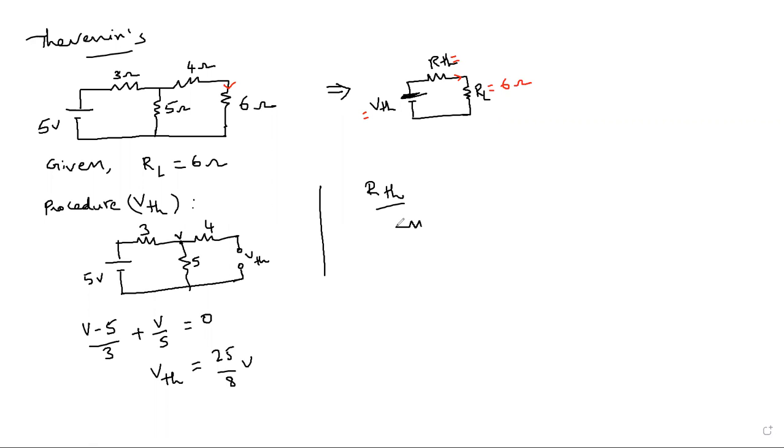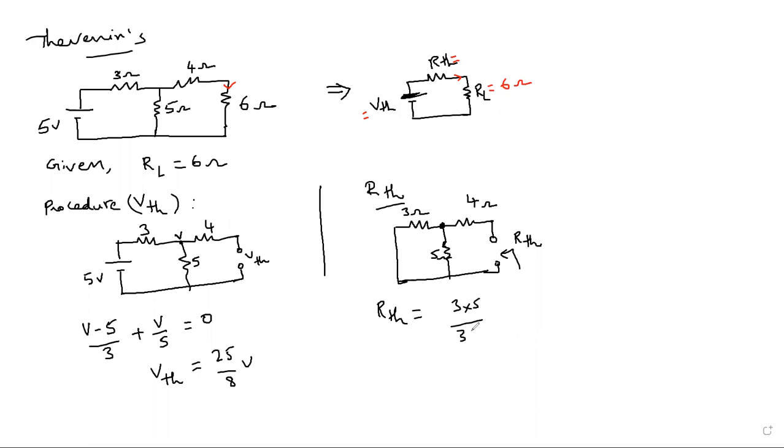Next, for RTH, how to calculate RTH? First step, we have to open the load resistance and then make the voltage source a short circuit. Voltage source short circuited and your load resistance opened. Here you need to find your RTH: 4, 3, and this one is 5. Now see, 3 and 5 are in series or parallel? Parallel, very good. So 3 into 5 by 3 plus 5, and that parallel combination is in series with 4.